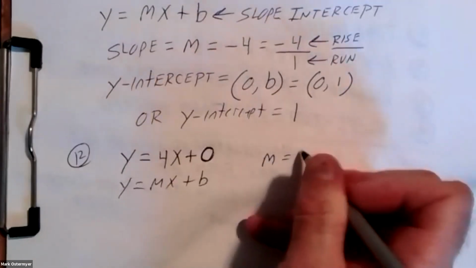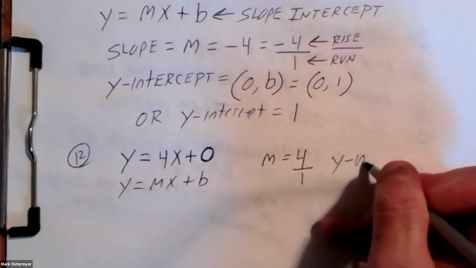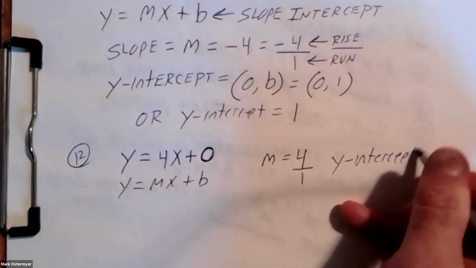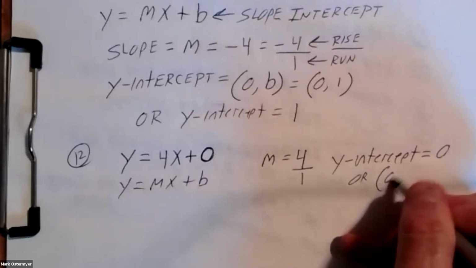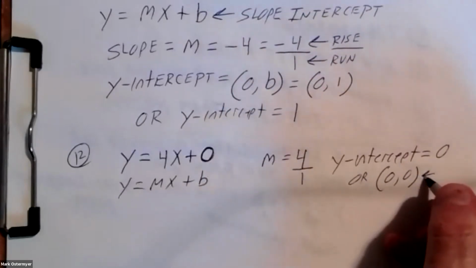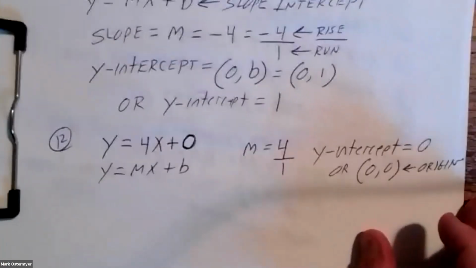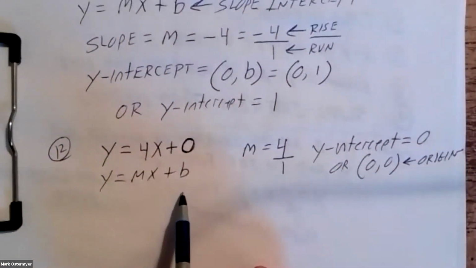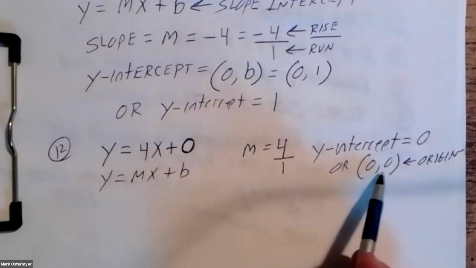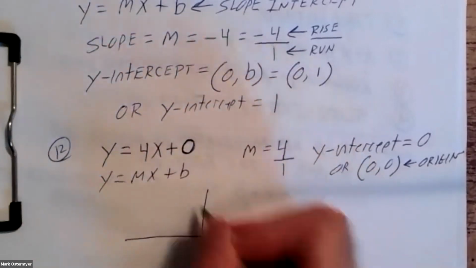The slope of the line would be 4, or 4/1, and what would be the y-intercept? 0. It would have to be 0, or it would have to be what ordered pair? 0, 0, which is called the what of the xy plane? The origin. So this line would have to contain the origin. It would have to go through 0, 0, right? The y-intercept, and the slope is 4/1. So to graph that line would be pretty darn simple.